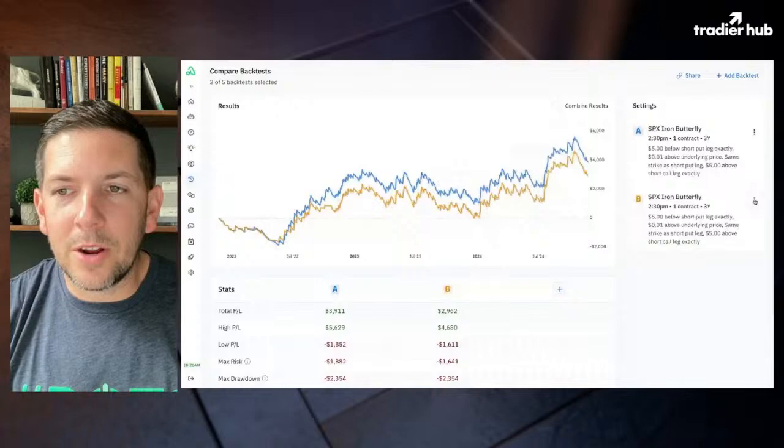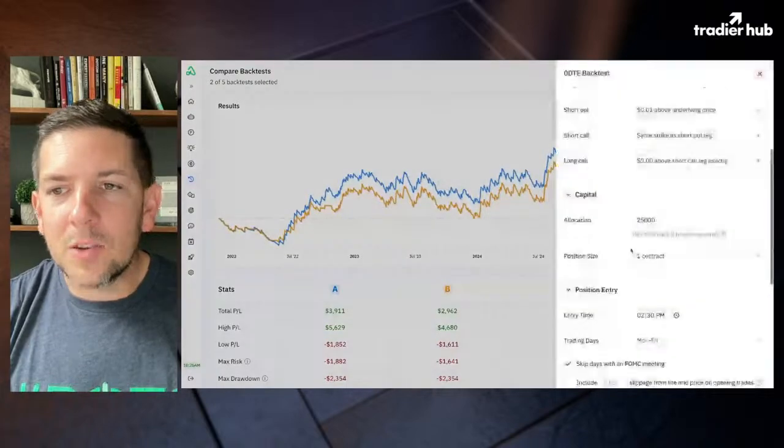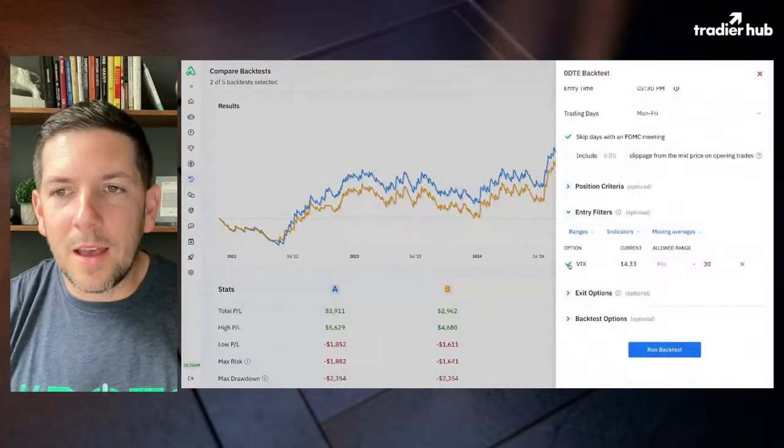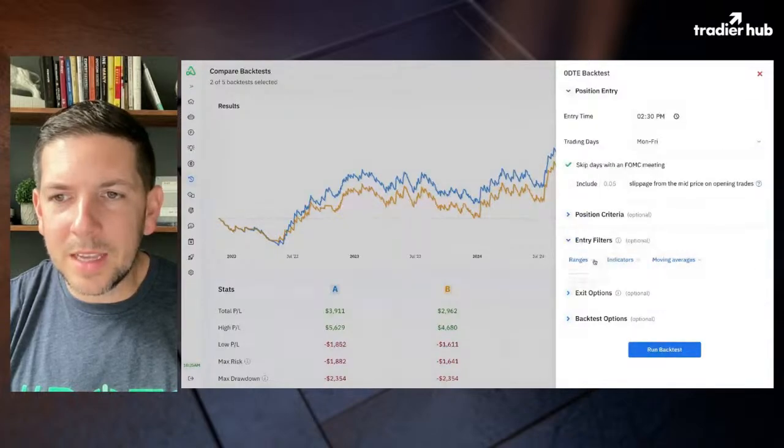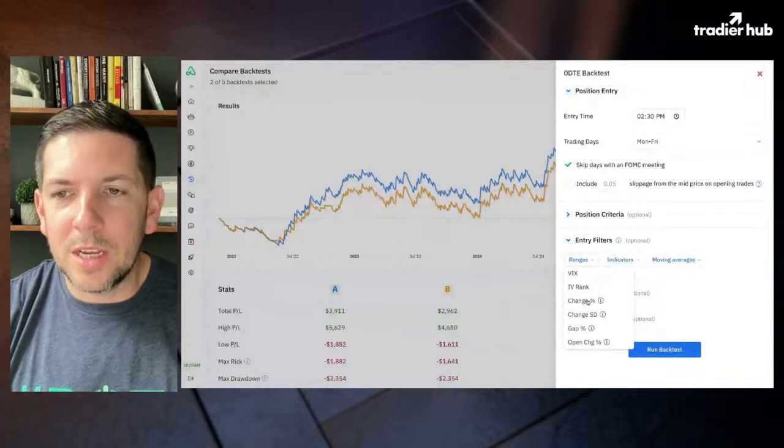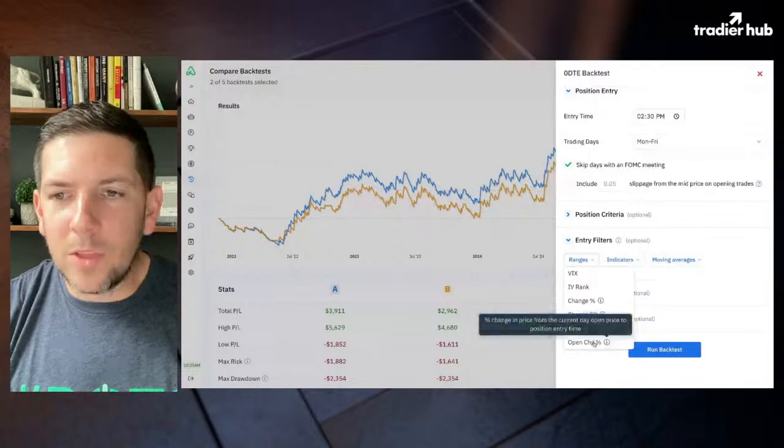So let's add another variation. Let's see if we can stress test this a little bit with some other criteria and filters. So let's take this one out. And in this case, let's do the percentage change since the open. So the change from the current price to the opening price.